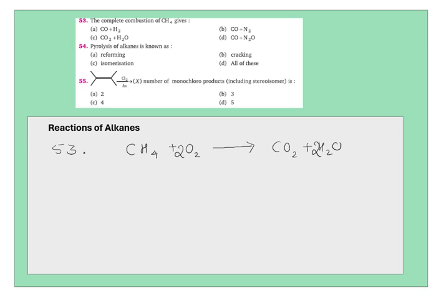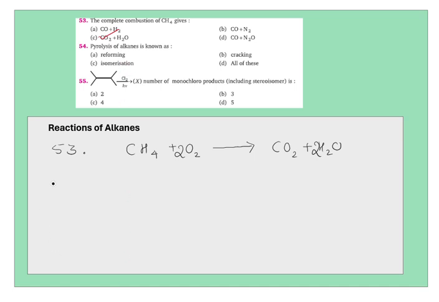So let's balance it. So this is a balanced chemical reaction which shows the complete combustion of methane to carbon dioxide and water. Students, remember this is an exothermic reaction, so there will always be heat generated at the end of the reaction. Therefore, the right option is option C because it says carbon dioxide and water.